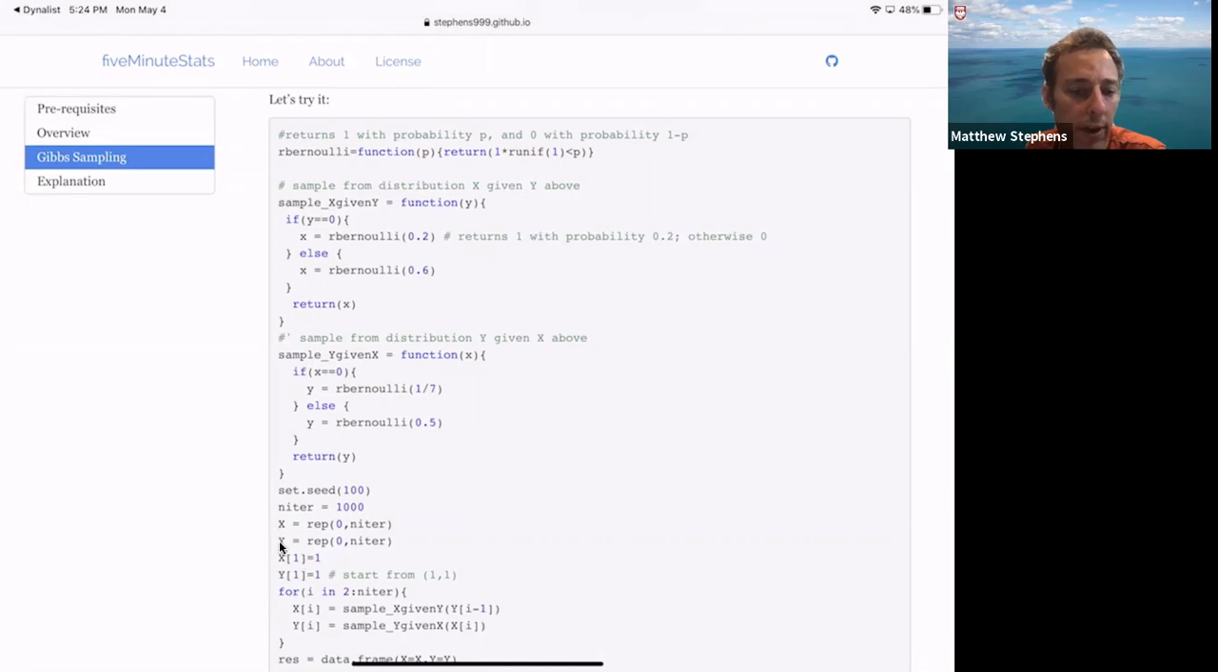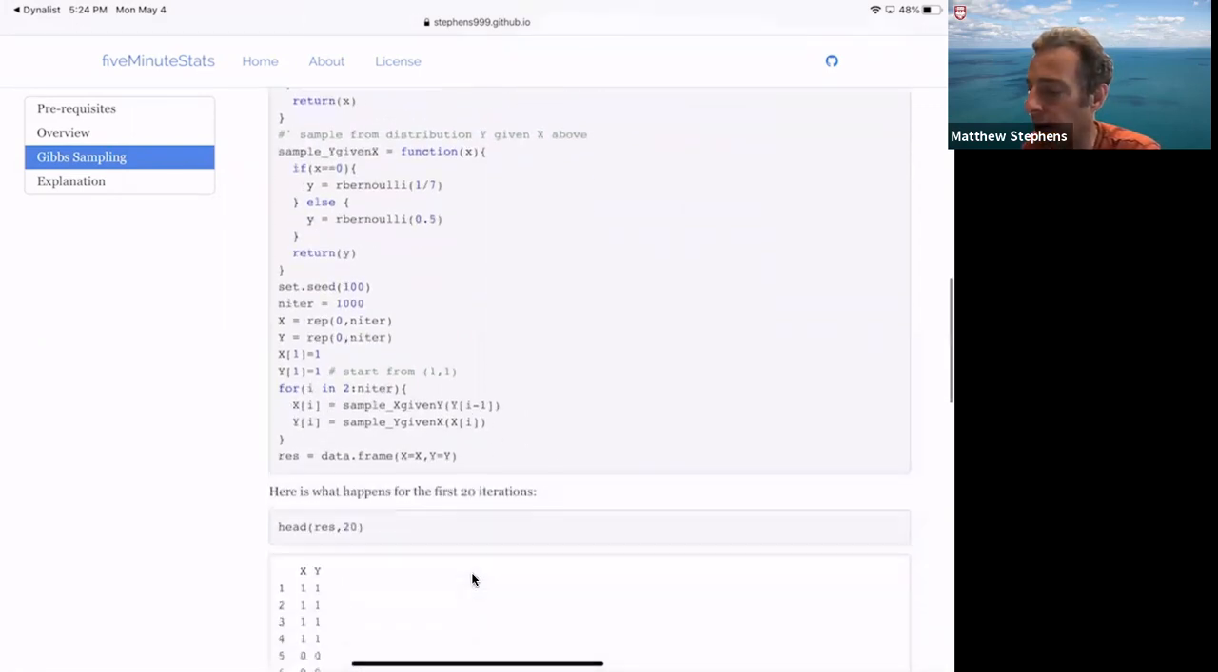And then all that's going on here is we're setting up a vector of x and y's to save our results. In this case, we start from 1, 1. And then we just sample x given y, and then sample y given x. Each time, xi is sampled from its conditional distribution given the value of y at the previous iteration, that's yi minus 1. And then y is sampled from its conditional distribution given the current value of x, which is xi. We just iterate those processes.